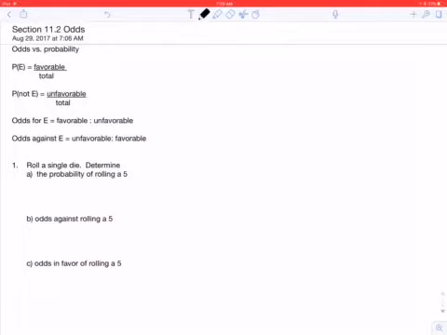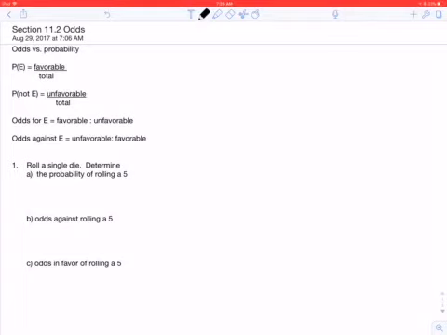Probability of an event is generally expressed as a fraction. It's the number of outcomes that are favorable to a particular event over the total number of outcomes in the sample space. The probability that an event will not happen is a fraction consisting of the number of outcomes that are not favorable to the event over the number of outcomes in the sample space.